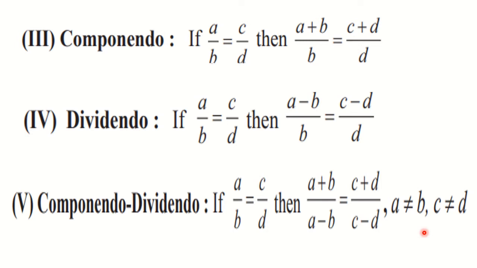And the last one is componendo dividendo. Combination of third and fourth property, adding denominator to the numerator in the numerator and subtracting denominator from the numerator in the denominator. Okay, so both the places you have to do this. Now let us discuss solved examples from the textbook based on this. Because they are very, very important here.